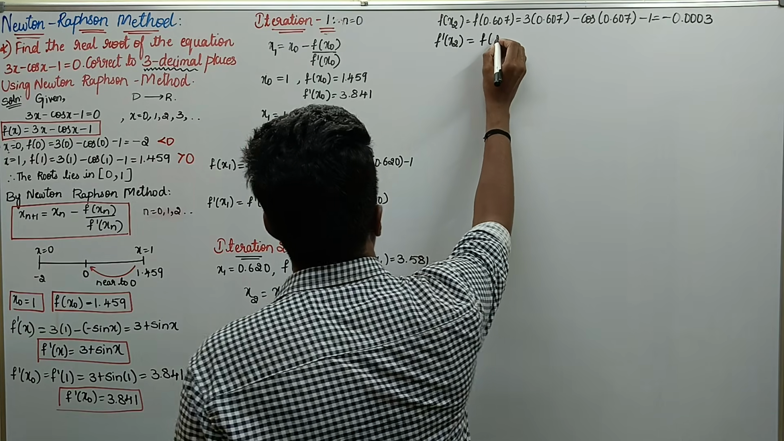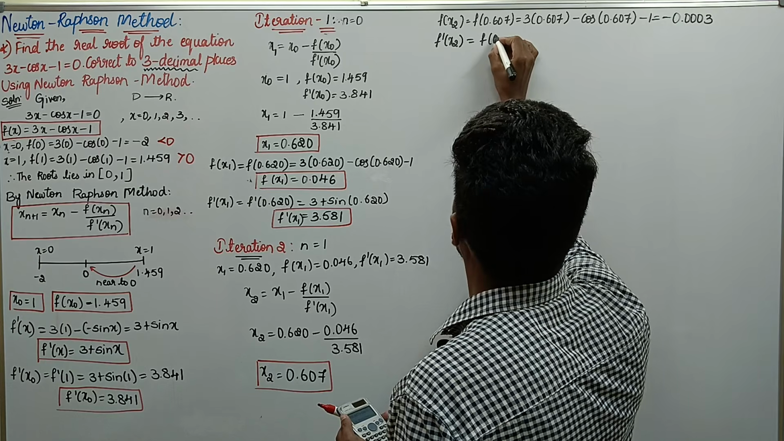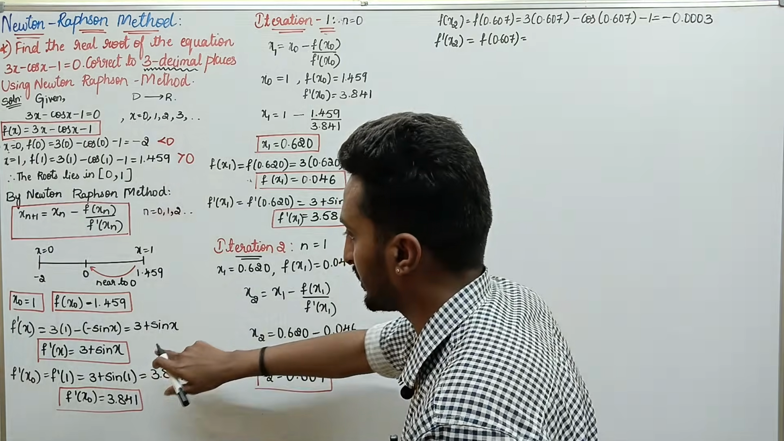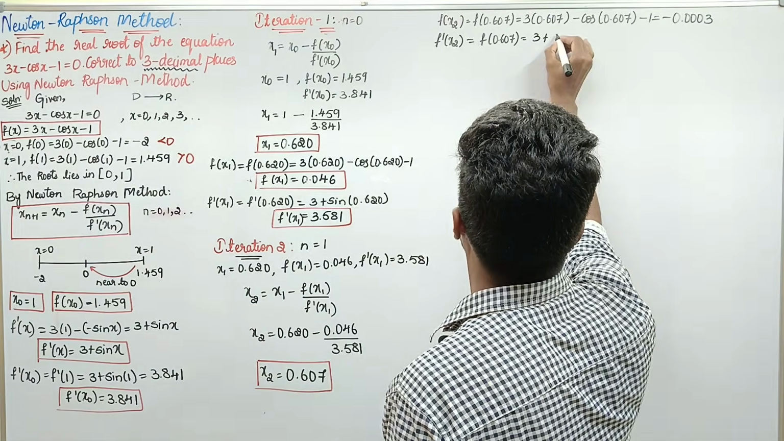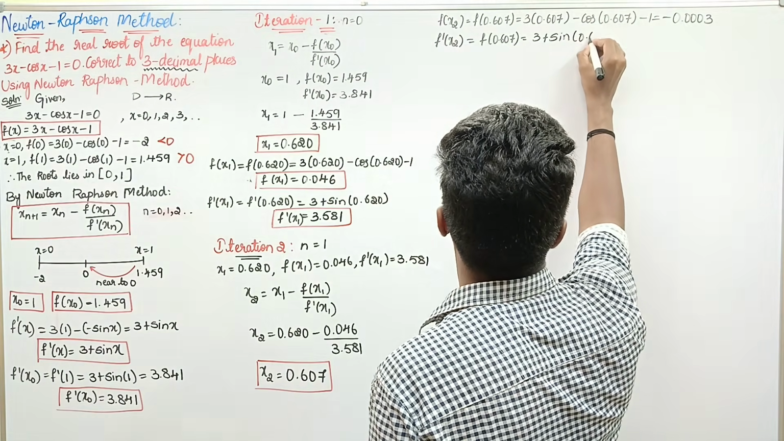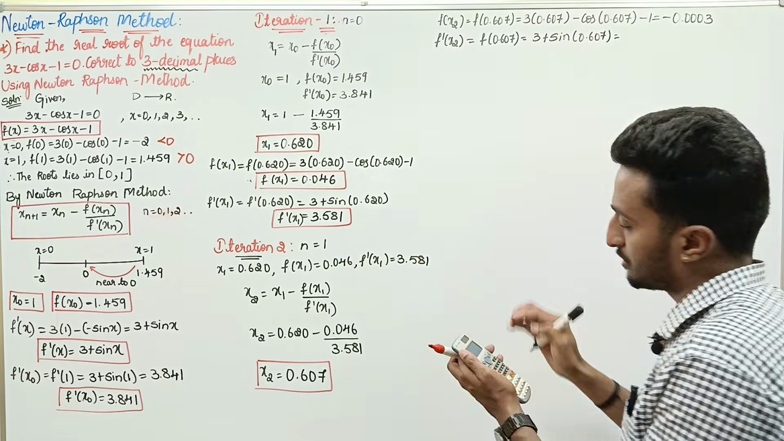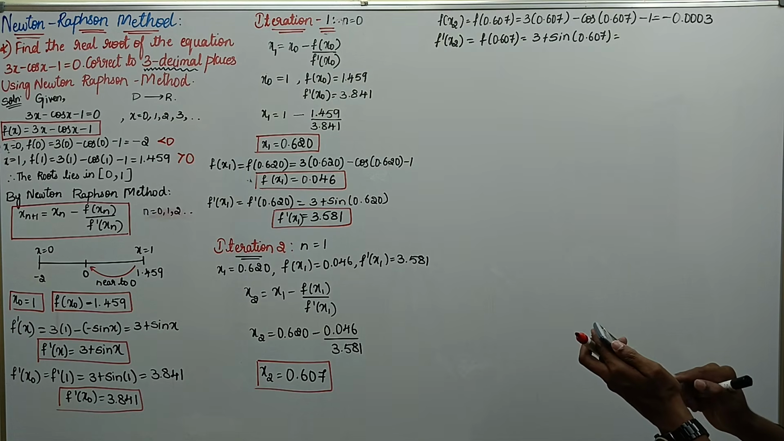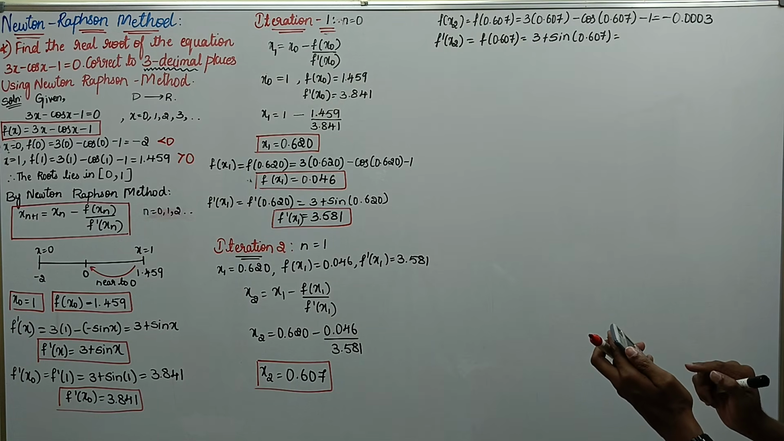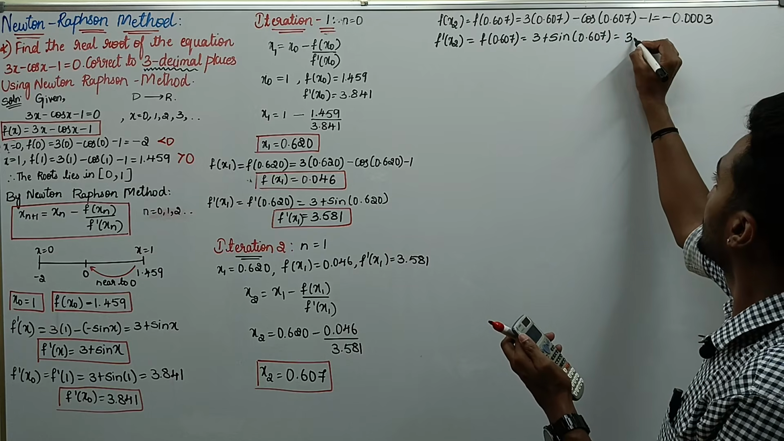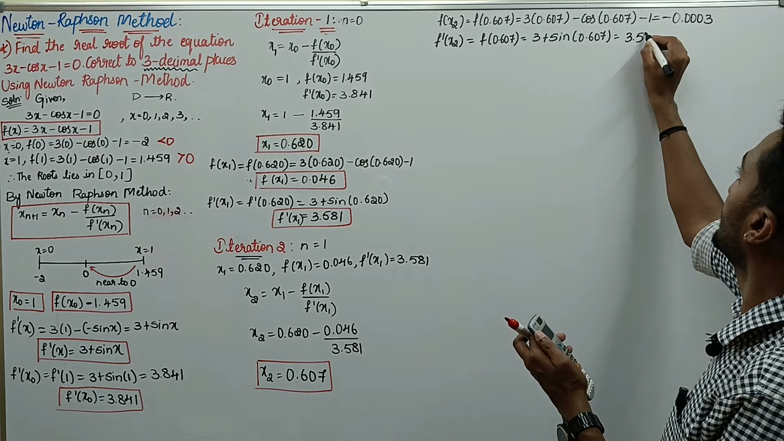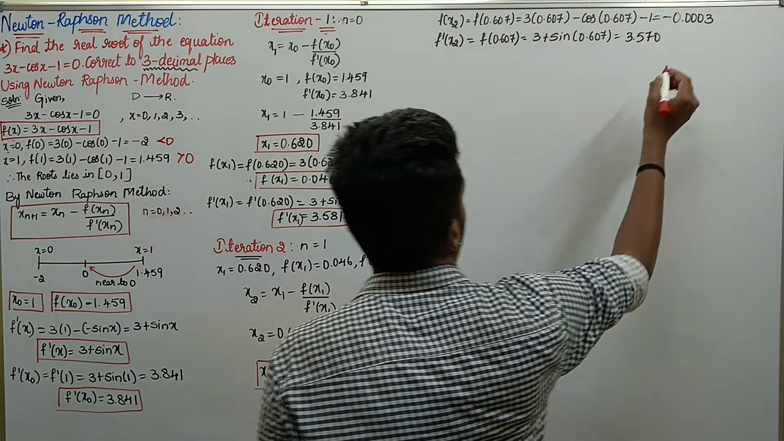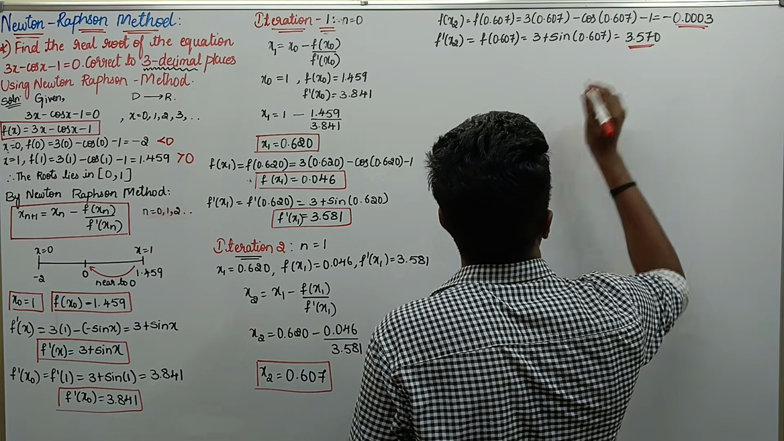Now then what we get, f dash of x2. f dash of x2 is equal to, what is x2? We have 0.607, and f dash of x is 3 plus sin x. So 3 plus sin 0.607. You get 3.570. Okay, this is the value of f of x2 and this is the value of f dash of x2.